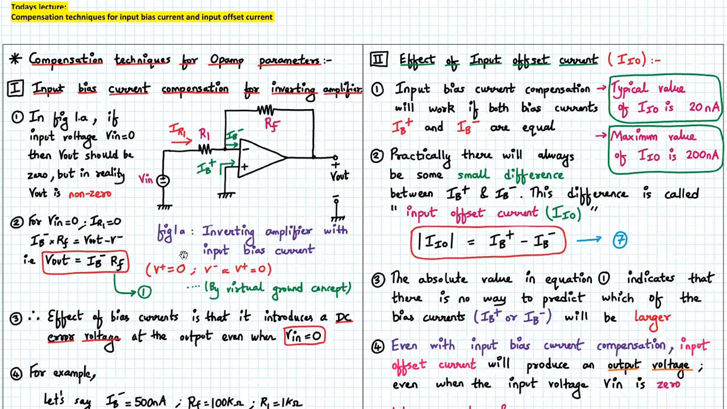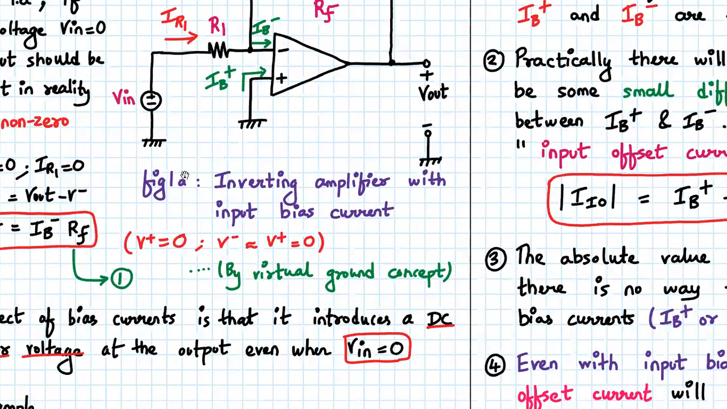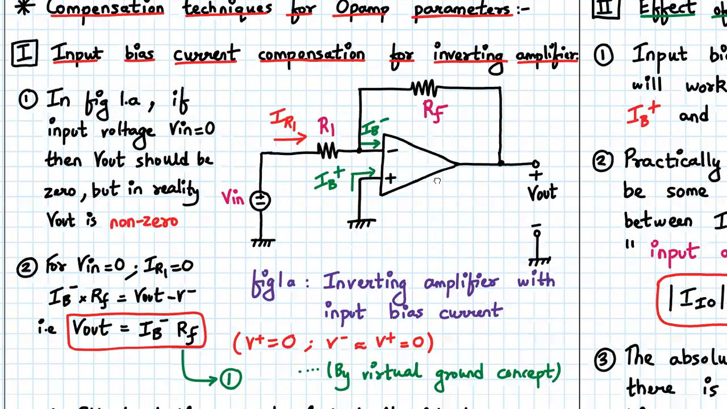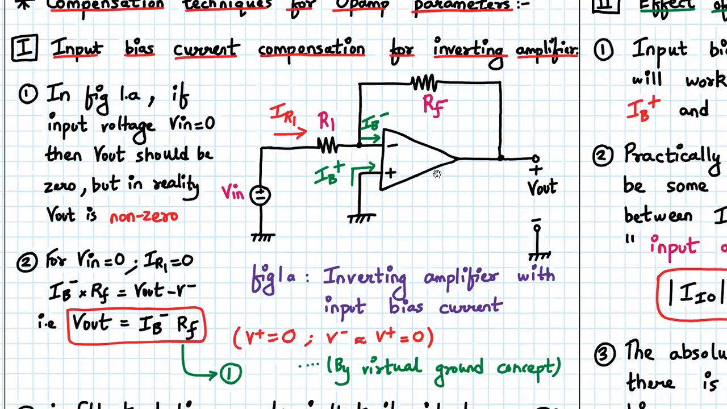So, let me expand it a little more, concentrate a little more. Yeah, we got it over here. So when Vin is equal to 0, IR1 is 0. So that means IB minus into RF will be equal to Vout minus V minus. V minus is also equal to 0 because of virtual ground, because V plus is equal to 0. So Vout will be equal to IB minus into RF, which is our equation number 1.